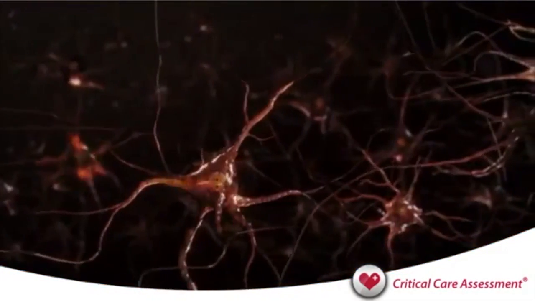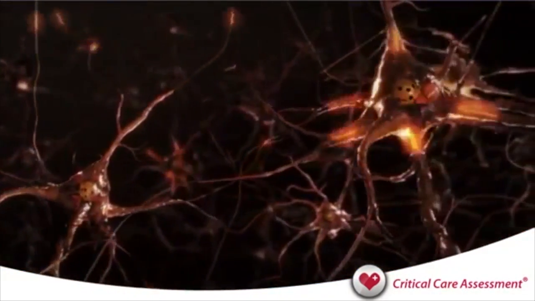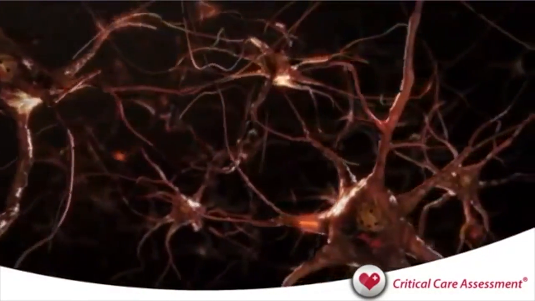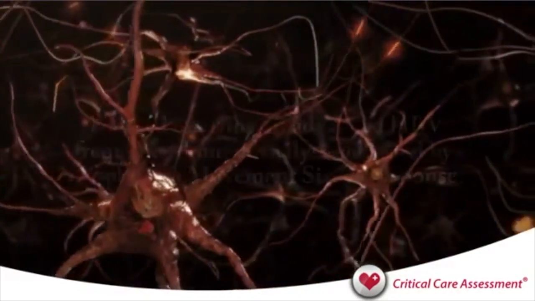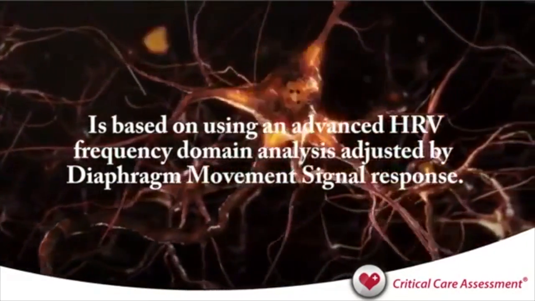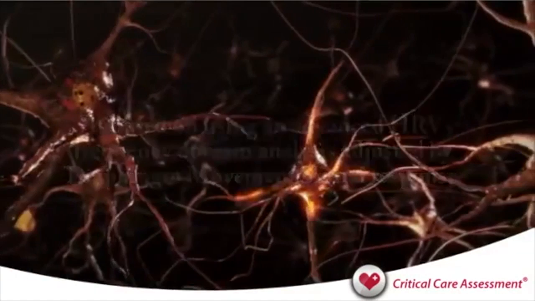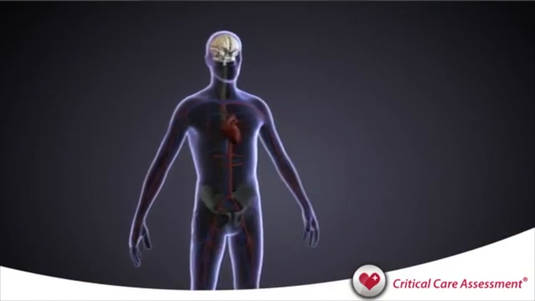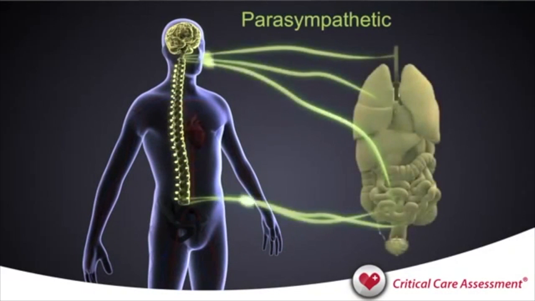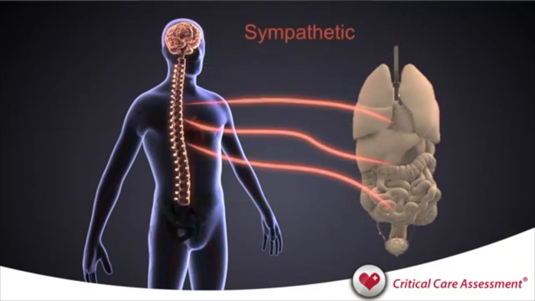The autonomic balance analysis measures sympathetic and parasympathetic activity and the balance of the autonomic nervous system from the HRV frequency domain analysis. The autonomic balance analysis is based on using an advanced HRV frequency domain analysis adjusted by diaphragm movement signal response. Sympathetic activity in the nervous system acts like a car's gas pedal, while the parasympathetic activity acts like the brake. If the sympathetic and parasympathetic activity is out of balance, you can be at risk for heart attack or stroke. An imbalance can also affect everything from breathing disorders to digestive issues.